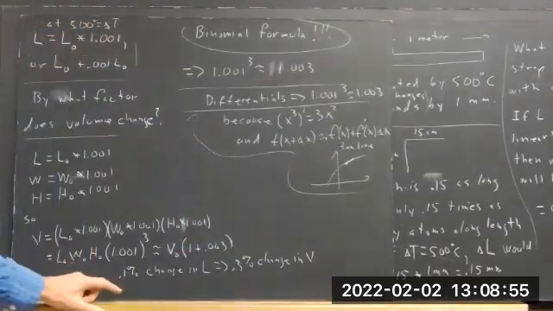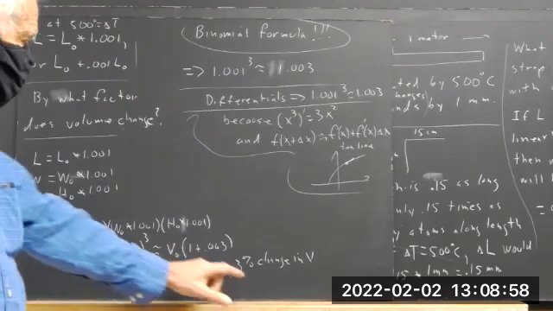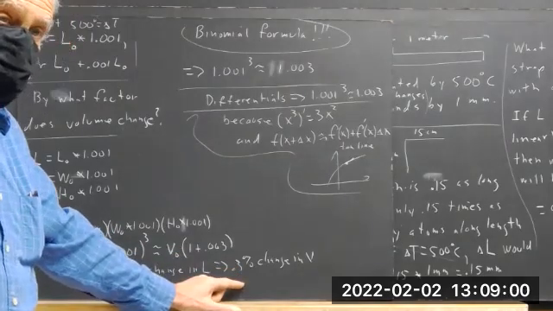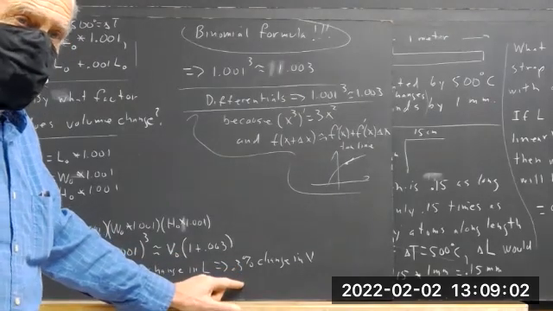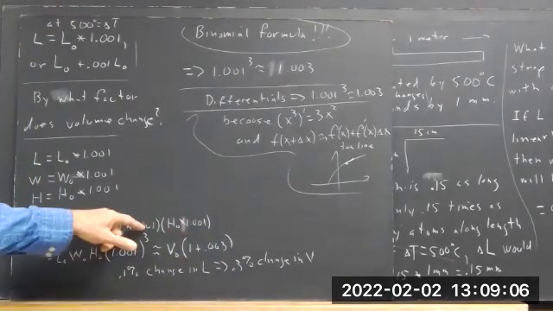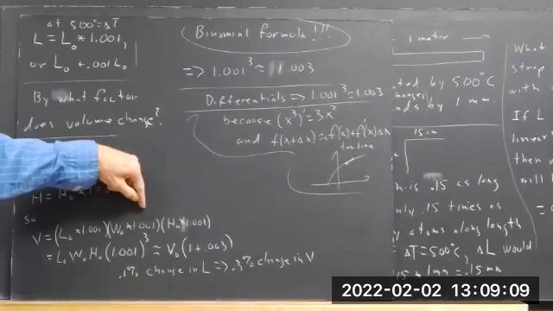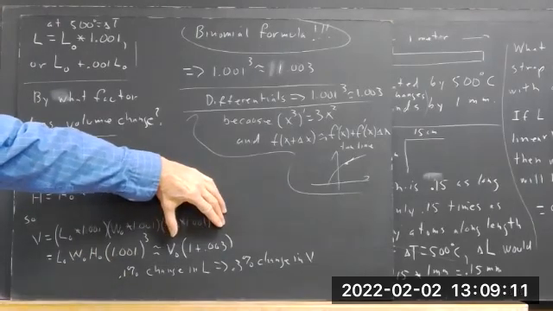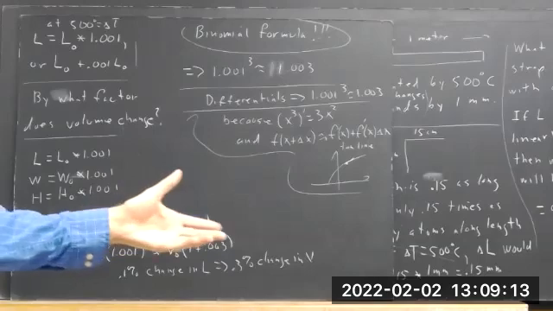And we conclude that a 0.1% change in length implies a 0.3% change in volume. And if you follow it out for area, it's just L naught W naught without the H naught, you'd be squaring this because you only have one here and one here. You wouldn't have this one. And your area would increase by 0.2%.